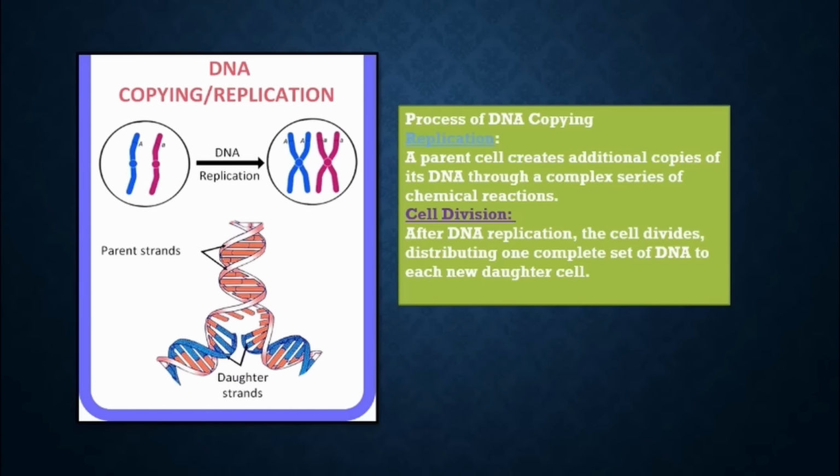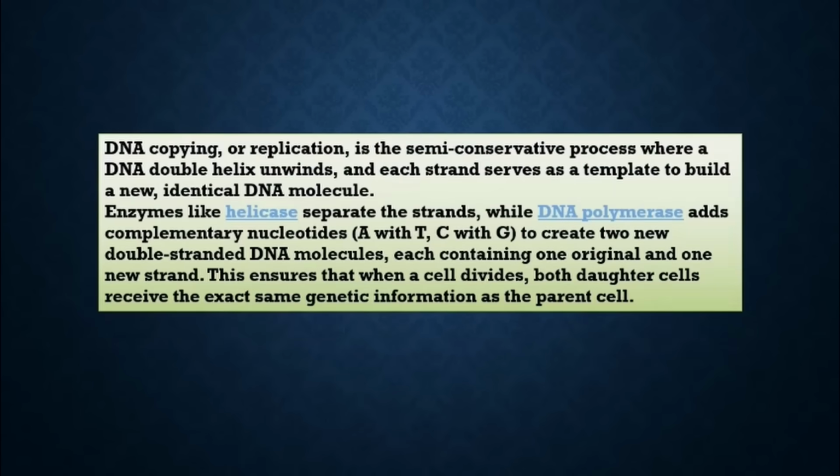In the process of DNA copying, a parent cell creates additional copies of its DNA through a complex series of chemical reactions. Mainly, there are two types of enzymes involved in it. In this video, we can understand that there are enzymes like helicase and DNA polymerase.